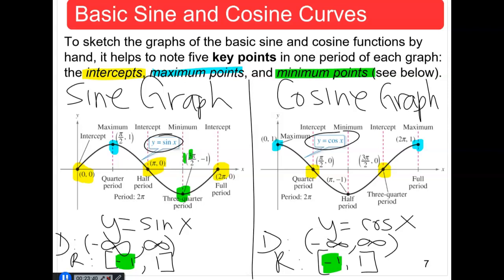Okay, so minimum points, that's what we were talking about. So it occurs at 3 pi over 2, but the minimum value is -1. And with the cosine graph, we have a minimum right here, and it occurs at pi, but the actual minimum value is -1. Similarly with the maximums, the maximum value is +1, but it occurs at pi over 2 for sine, and for cosine, the maximum value, the maximum output is 1, but it occurs at 0 radians and 2 pi radians.